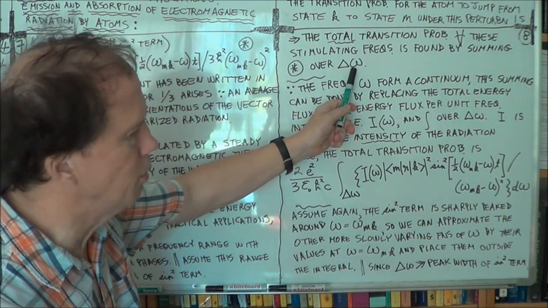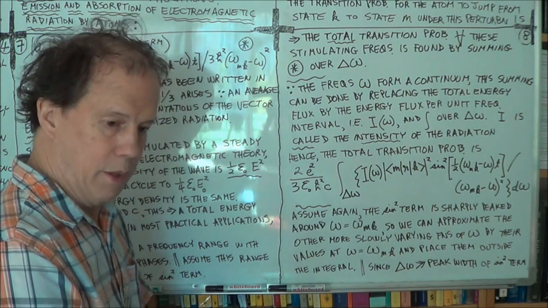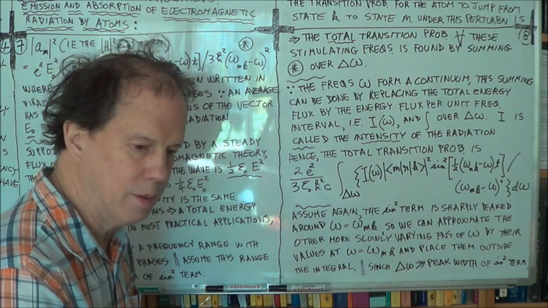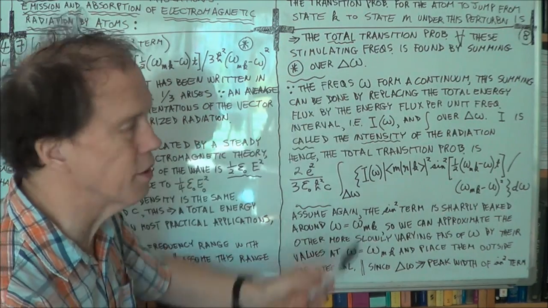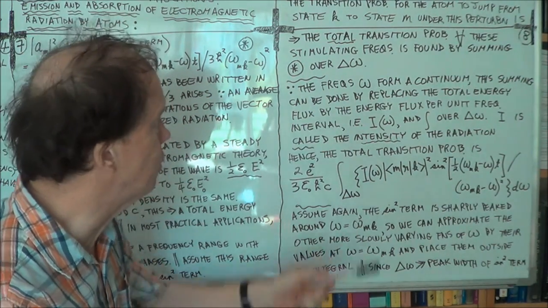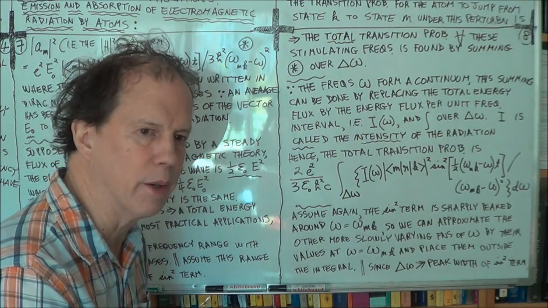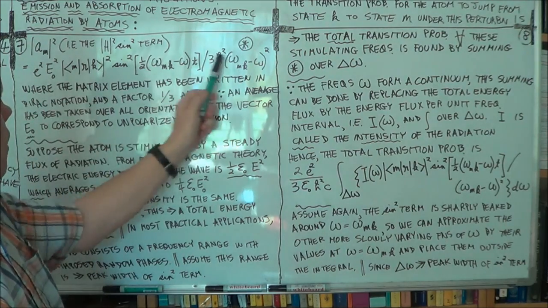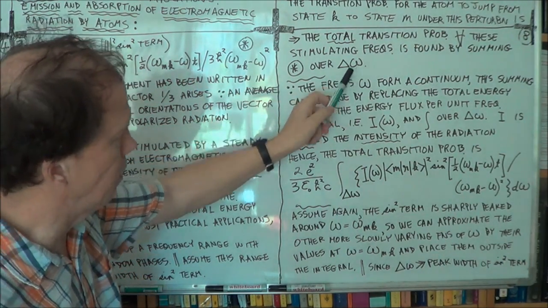Now we've got a continuum of these perturbing frequencies from the electromagnetic wave. We'll need to sum over this range of frequencies, and let's assume that the omega is varying smoothly, so we won't be summing, we'll be integrating, right? So effectively we'll be integrating over this for the range delta omega.